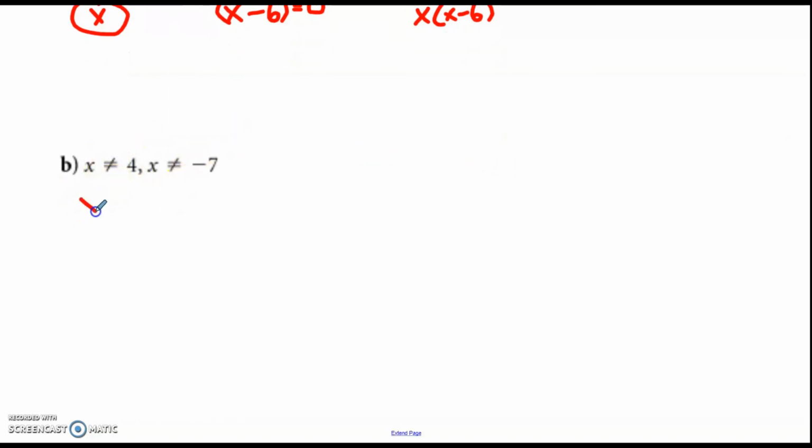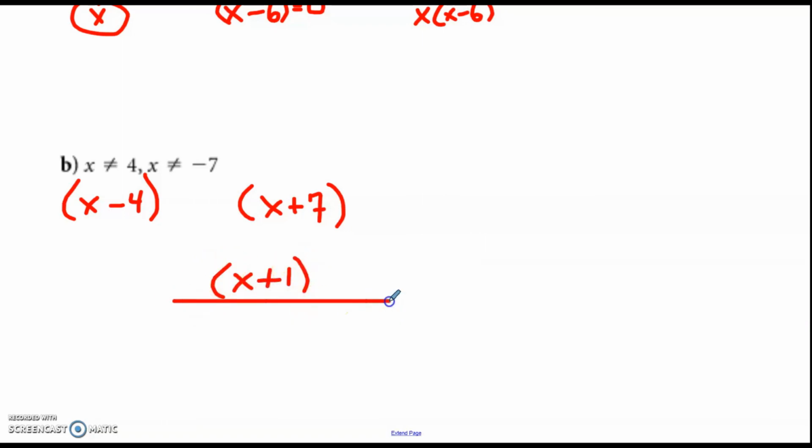So if x can't equal 4, that means if you go backwards, one of your binomials would have been x minus 4. And if x can't equal -7, then x plus 7 would have had to have been another one of your original binomials. So I'm going to be a little fancy for this one. I'm going to write x plus 1 in my numerator for no reason, just because I can. There. So this would have the appropriate non-permissible values.